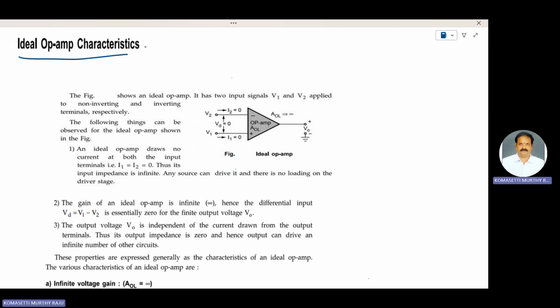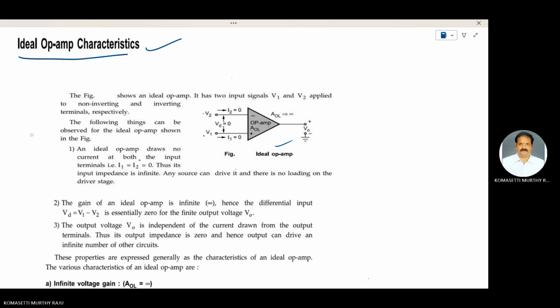Ideal op-amp characteristics. The figure shows an ideal op-amp. It has two input signals, V1 and V2, applied to the non-inverting (plus) and inverting (minus) terminals respectively. The following things can be observed for the ideal op-amp shown in the figure.